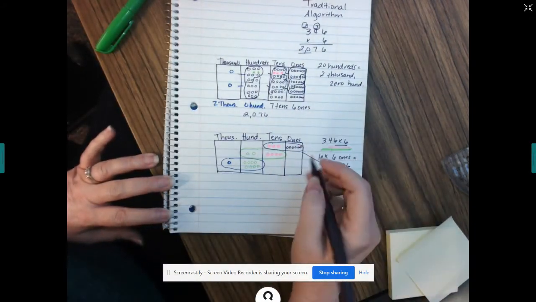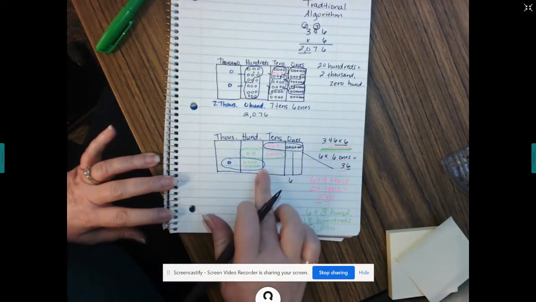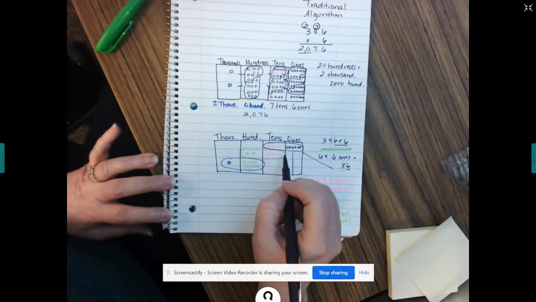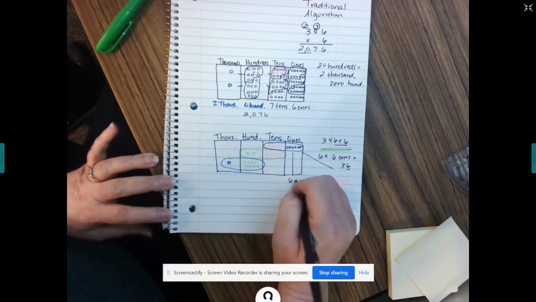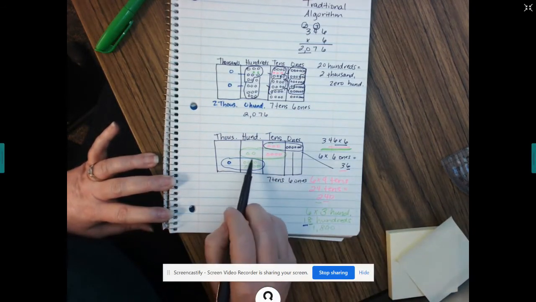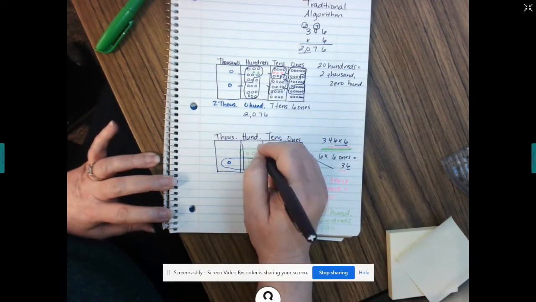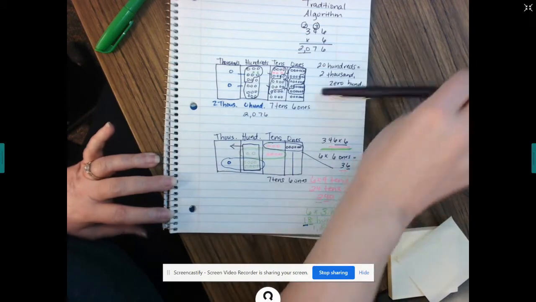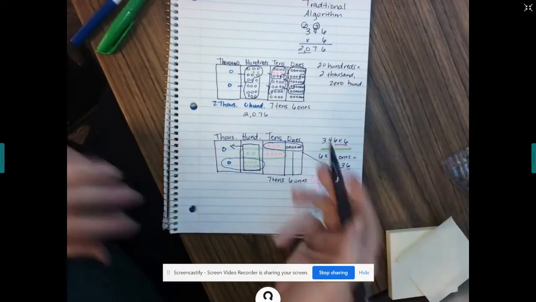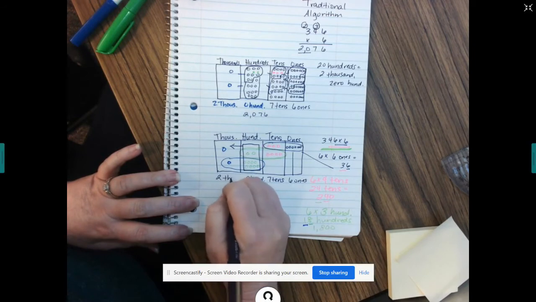So here I have 6 ones. So I end up with the same kind of format here. It's just more efficient. Here I have 1, 2, 3, 4, 5, 6, 7 tens. And here I see that I have these 800s plus these 200s, so I still need to regroup. So I'm going to move those over into the thousands place and give myself one more thousand. So now I still have 0 hundreds and 2 thousands.